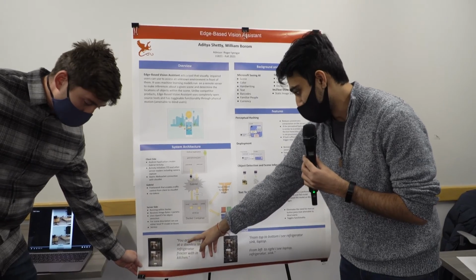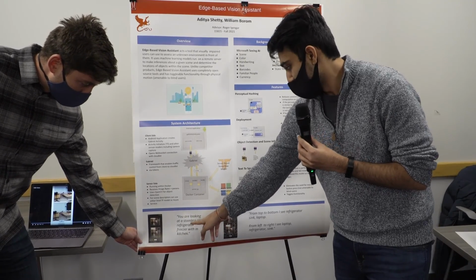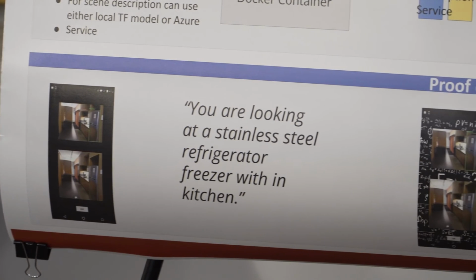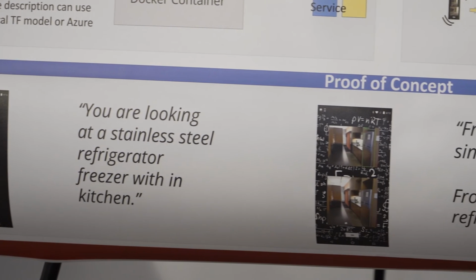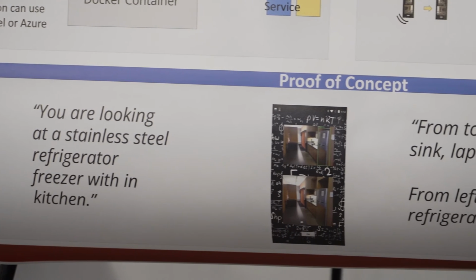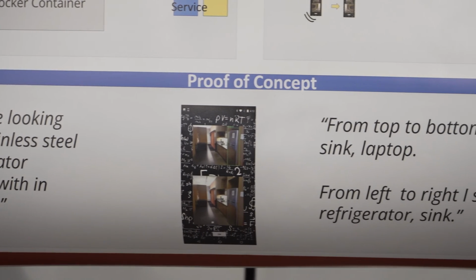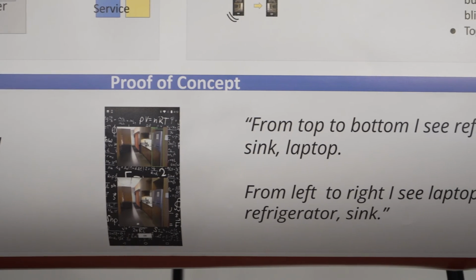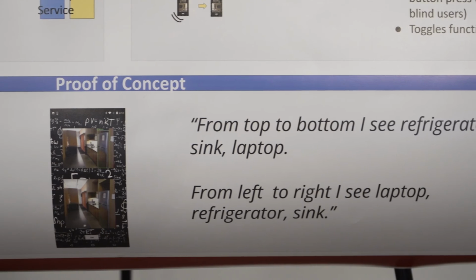Here is a depiction of an Android phone pointing to a kitchen. The scene description comes first. It basically says you're looking at a stainless steel refrigerator within a kitchen. And then the second part is the object detection. So it detects 3 objects, a refrigerator, a sink, and a laptop. And it provides them along 2 axes from top to bottom, and then also from left to right, the positioning of each of those objects.